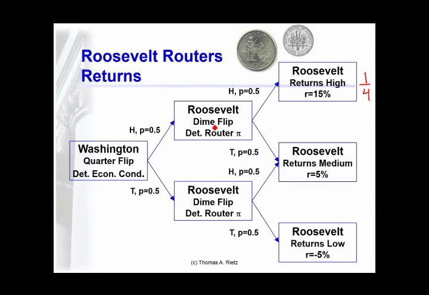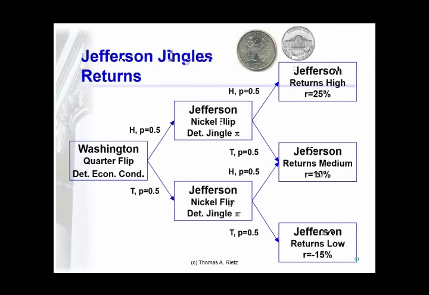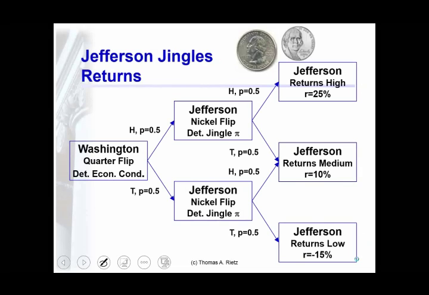If the economy is good but Roosevelt makes bad decisions, or if the economy is bad but Roosevelt makes good decisions, we end up with a 5% return. Half the time, half of that time is a quarter, half the time, half of that time is a quarter, so altogether a half of the time we'll end up here. If the economy is bad and Roosevelt Routers does poorly, we'll end up with a negative 5% low return for Roosevelt Routers. Suppose we have the same thing for a company called Jefferson Jingles.